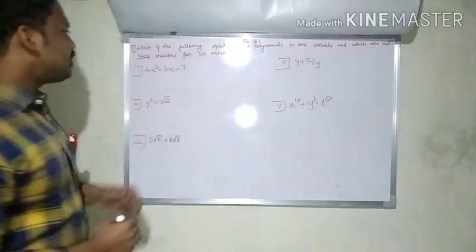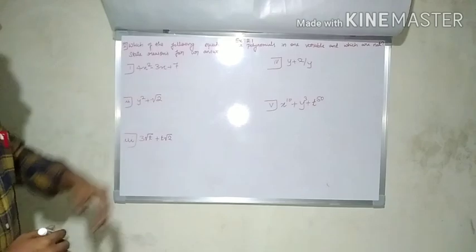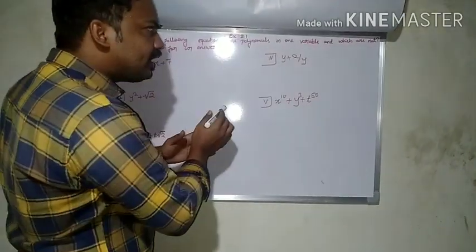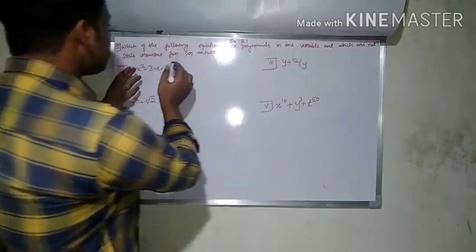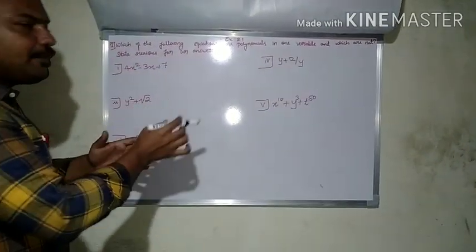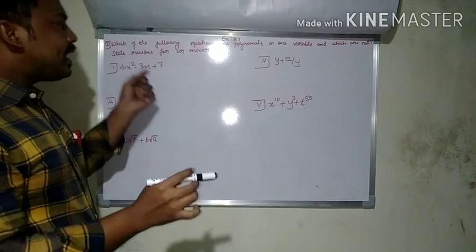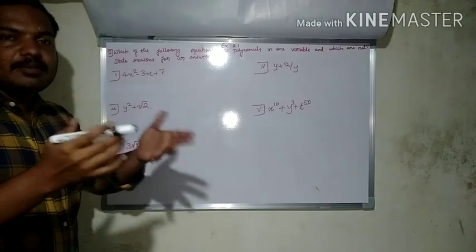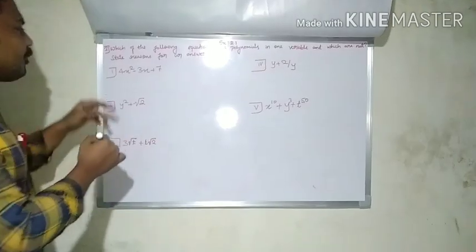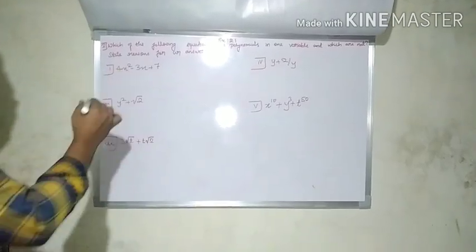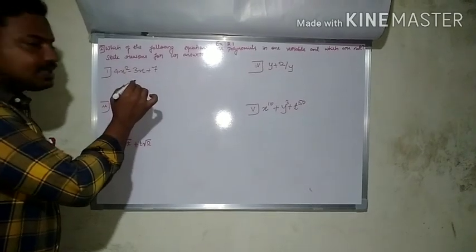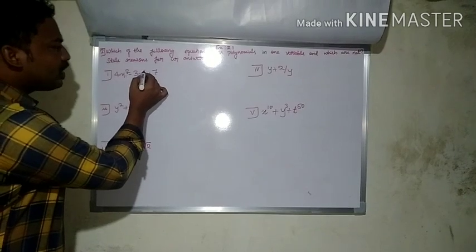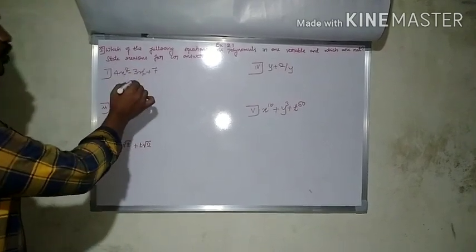So coming to the first example: 4x square minus 3x plus 7. Our question is, which of the following equations are polynomials in one variable and which are not? If an equation is a polynomial, the degree of the variable is a whole number. Here x is a variable and the degree of x is 2. 2 is a whole number, and here the degree of x is 1. 1 is a whole number. Yes, it is a polynomial.